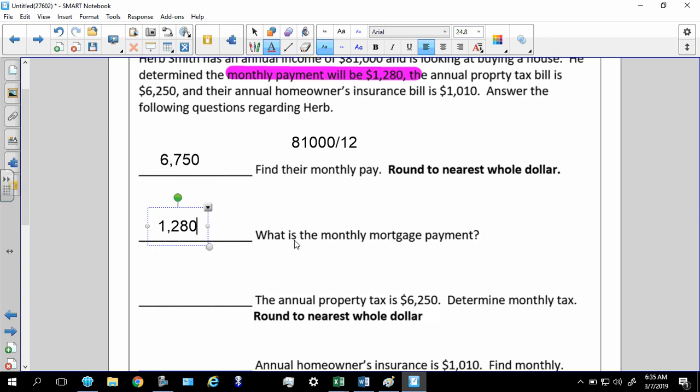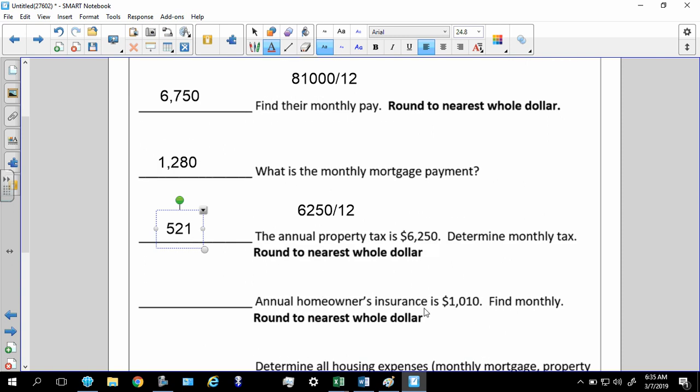Determine the monthly tax. Well, remember, in this class, whenever I ask you to find something, most of the time you're just going to say divided by 12 and you'll be correct, which, in this case, is divided by 12. So in this question here, annual homeowners insurance is $1,010. Find the monthly. You're like, what do I do? Again, safe bet, just say divide by 12 and you'll be fine. Divide that by 12. And so our answer is 84.